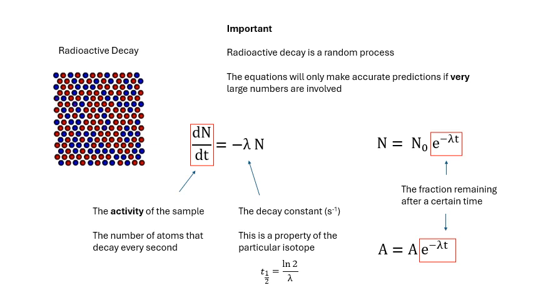As N goes down and dN/dt, the activity, is proportional to N, then the activity will go down exponentially as well. So I can write A equals A naught e to the minus lambda t. And e to the minus lambda t is the fraction remaining after a certain time. I think I've said it about 10 times already.